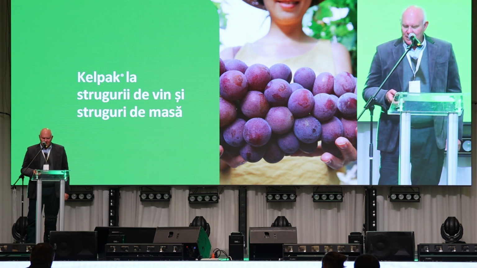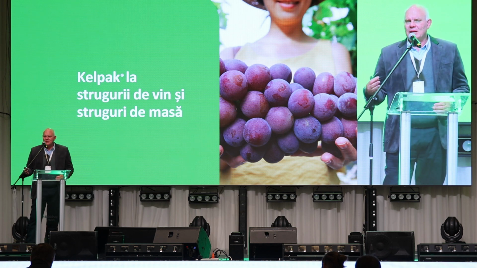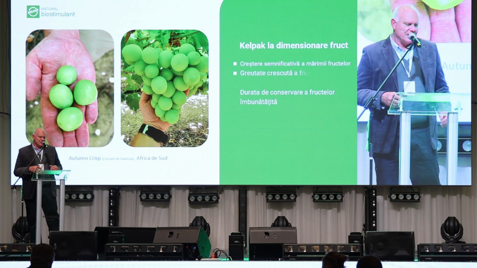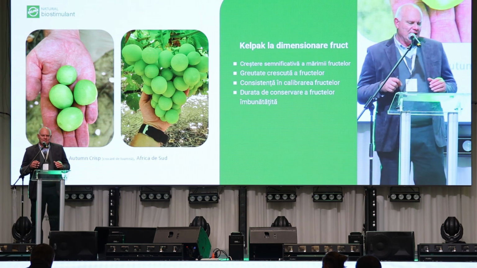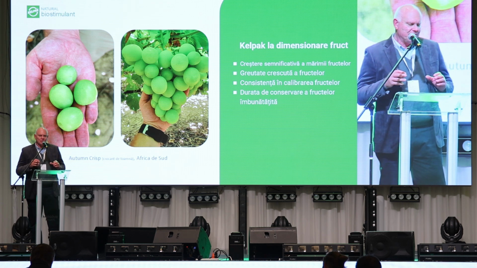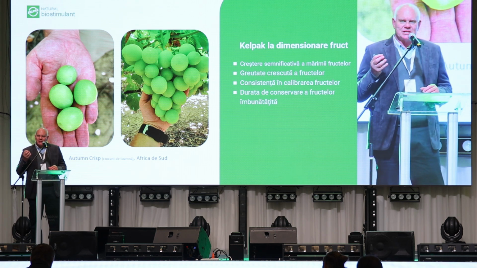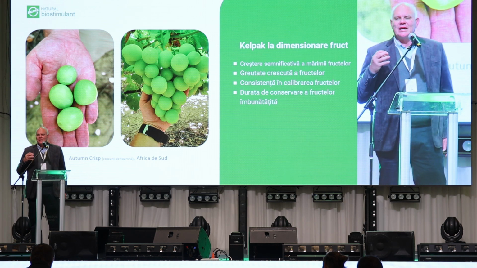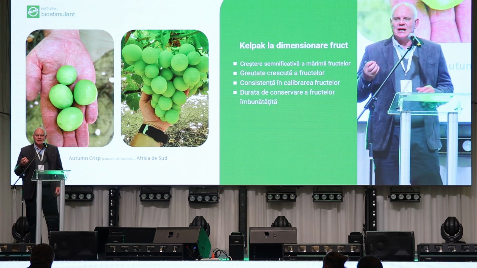Now, if we look at results in table grapes, I know that table grapes is quite an important crop here in Moldova. This is just an image that shows an effect on Autumn Crisp. Now, Autumn Crisp is a variety that already has a fairly big berry, but there's a problem that you get uneven sizing. If you apply your Kelpak program, you actually increase that berry size, but you also get a very uniform berry size throughout your bunch.